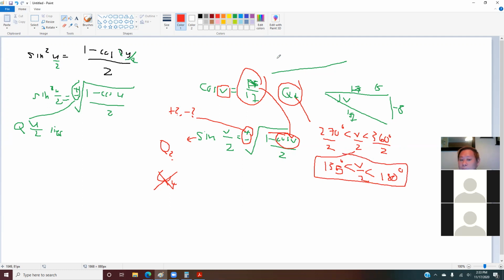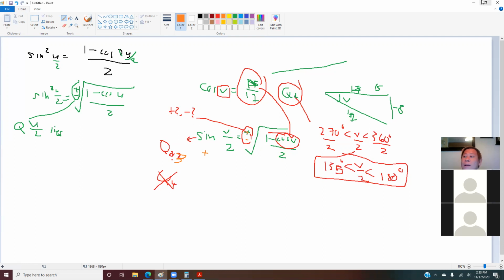Anyone? Quadrant 2. And in quadrant 2, is sine positive or negative? Positive. So that's why when you see the plus minus, you will take the plus sign here. The reason is that when you divide this by 2, it is in quadrant 2, and that's why you take plus. And if I say this is quadrant 3, then you have to take the minus sign.